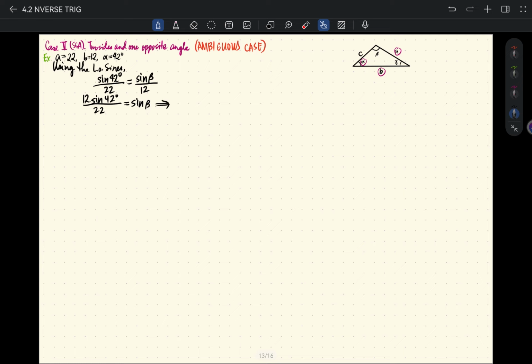And lastly, we can apply the inverse sine to get beta equals sine inverse of 12 sine 42 degrees over 22, which is approximately 21.41 degrees. And take note, we're using again sine inverse. So let's put on the side here the possibility of considering the other case.